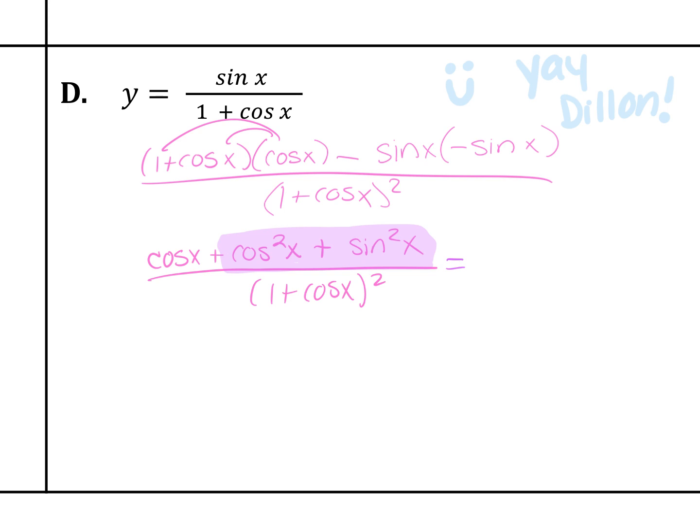Actually, I'm going to rearrange this. So cosine squared plus sine squared is 1. So now what? We're done. No, we're not. What do we have? What can we do? No. You can cancel 1. 1 over whatever. So 1 over 1 plus cosine x. For real, that's what I was trying to say.